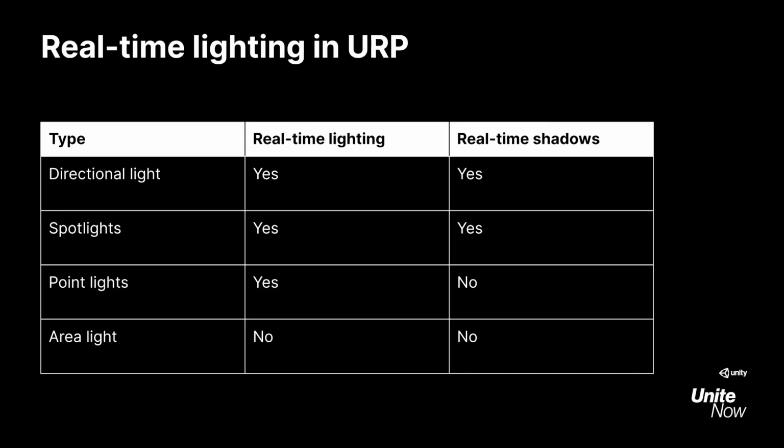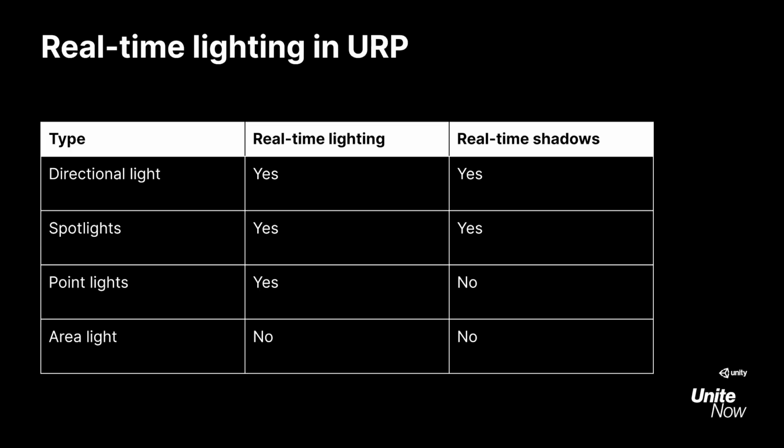As a recap, this is the situation of real-time lighting in URP. You have several options. You have directional lights, spotlights, point lights, and area lights. And some of them, as you can see, feature real-time lighting. Some of them also feature real-time shadows. This is the case for the directional light and the spotlights. That's why I decided to use them for my real-time lighting contribution.